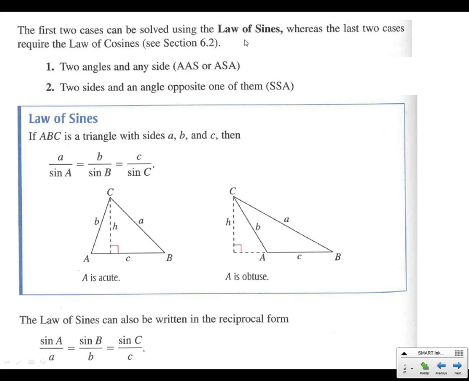The first 2 we can do with law of sines. If we have 2 angles and we have 1 side, we can do law of sines, or if we have 2 sides and an angle that's not in between them. For instance, sides A and C, and angle A or angle C. 2 sides and the angle not between them.